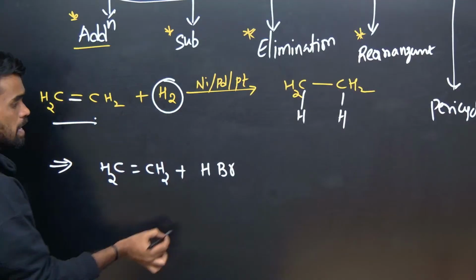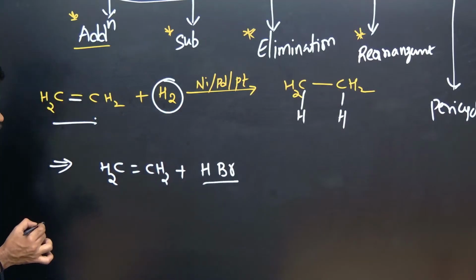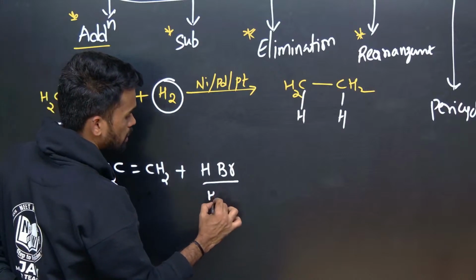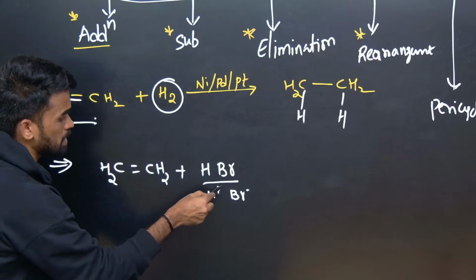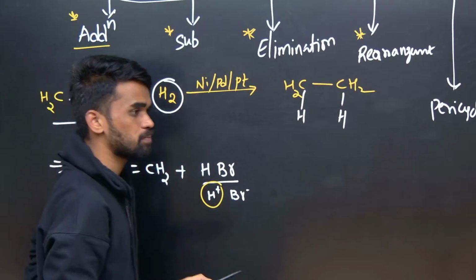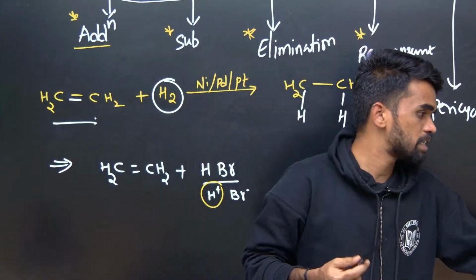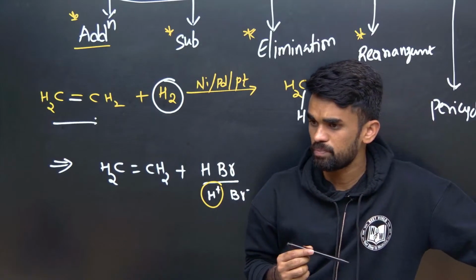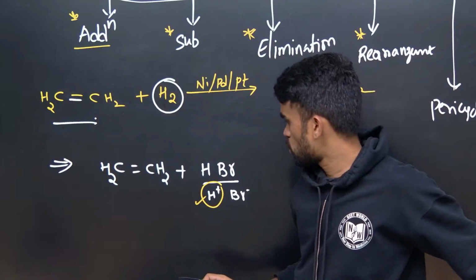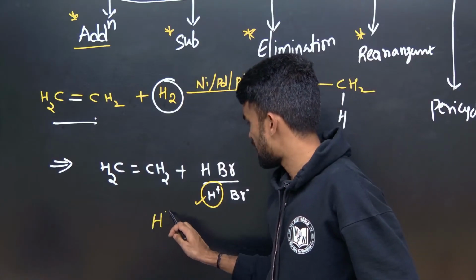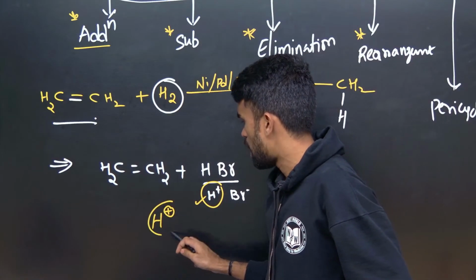We know HBr is an acid, right? So it will release H plus ions and Br minus ions. Now here H plus is there. So tell me, is H plus electron rich or electron deficient? I am asking about H plus. Electron deficient. The proton H plus is electron deficient because it has no electrons.